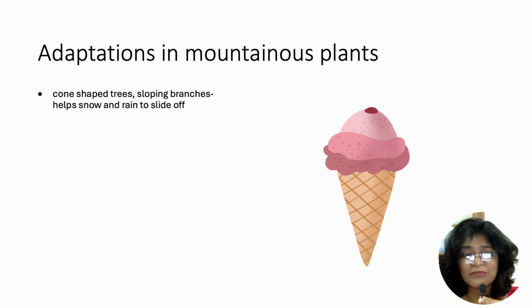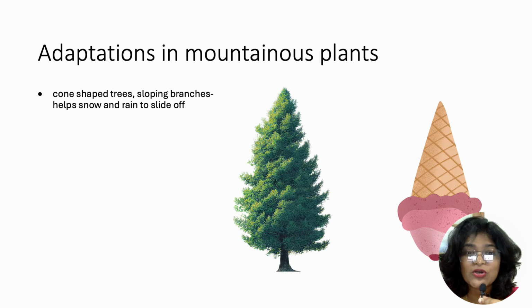Adaptations in mountainous plants. The trees are cone-shaped with sloping branches. So think of a cone and invert it. That's the shape of your coniferous plants in the mountainous areas. This is in order to help the snow and the rain slide off.